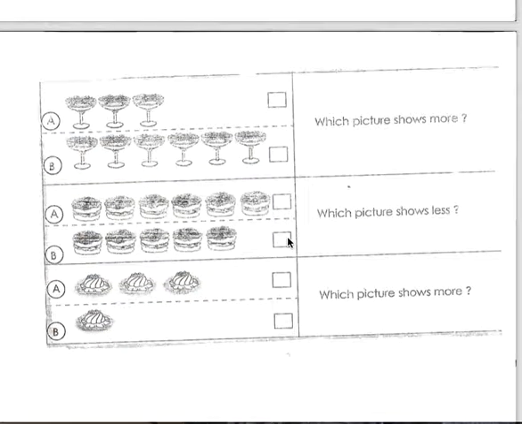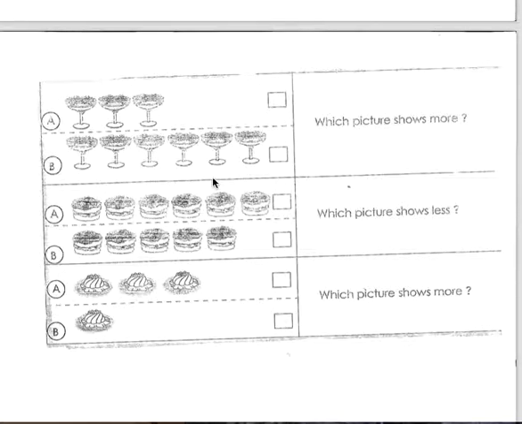Okay. Same kind of questions. You want to look at this row and this row. There's an A and a B, but you want to keep in mind that this is what you're going to look at to figure out your answer. The question reads, which picture shows more? Is it this picture or is it this picture? Which one shows more? Circle your result or you can put a check next to your result.